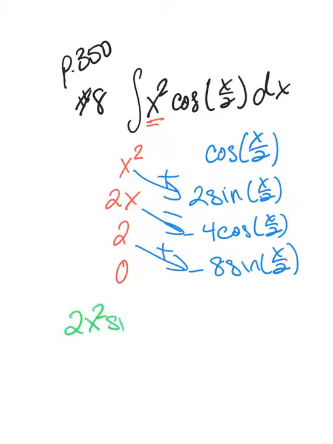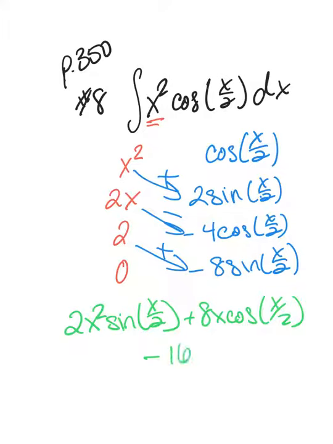I get 2x squared sine of x over 2 minus a negative, and the second one becomes a positive. 4 times 2x becomes 8x cosine of x over 2. Plus a negative becomes a minus. 8 times 2 is 16 sine of x over 2 plus c. And there you go.